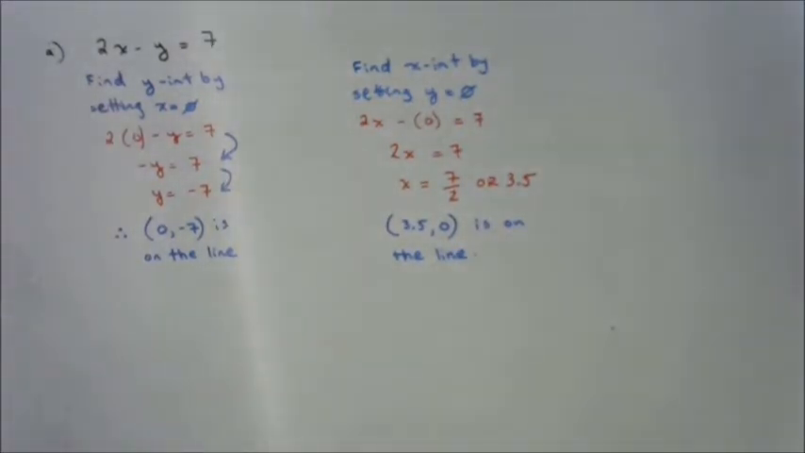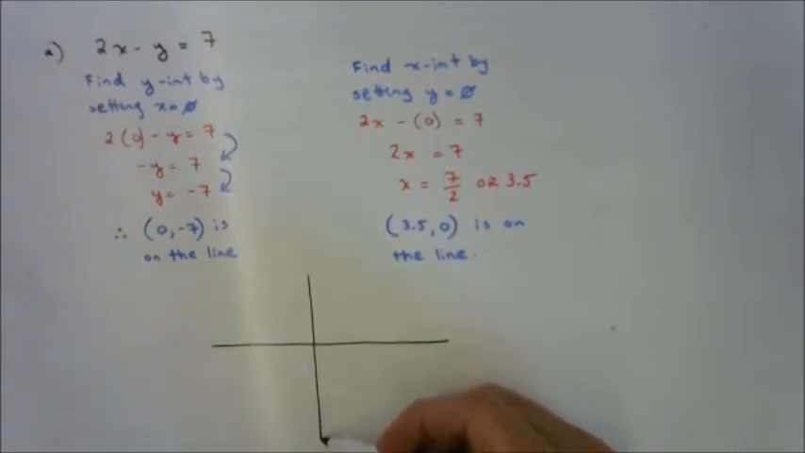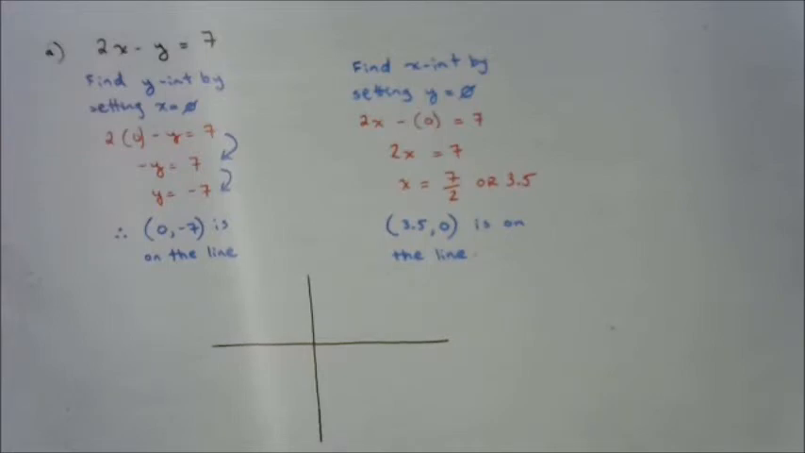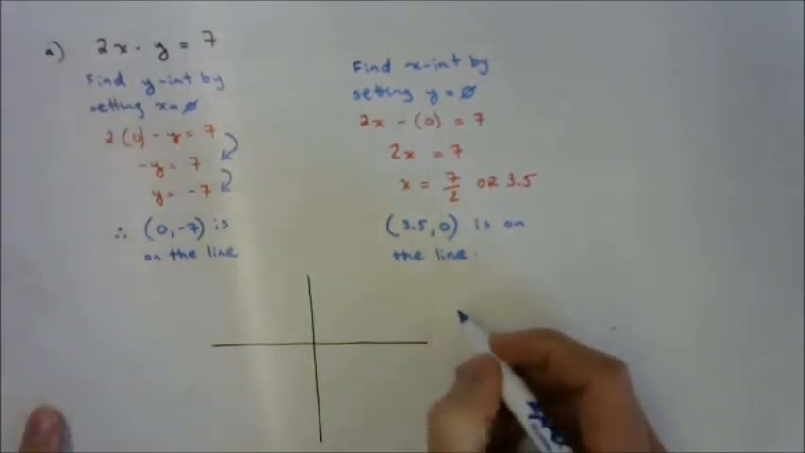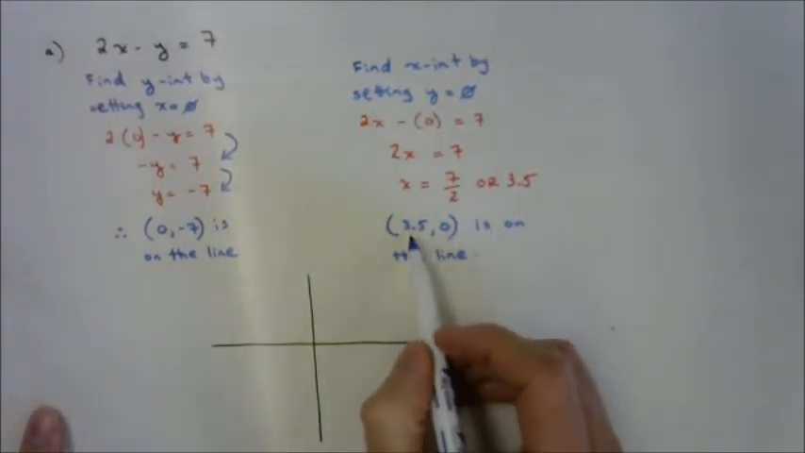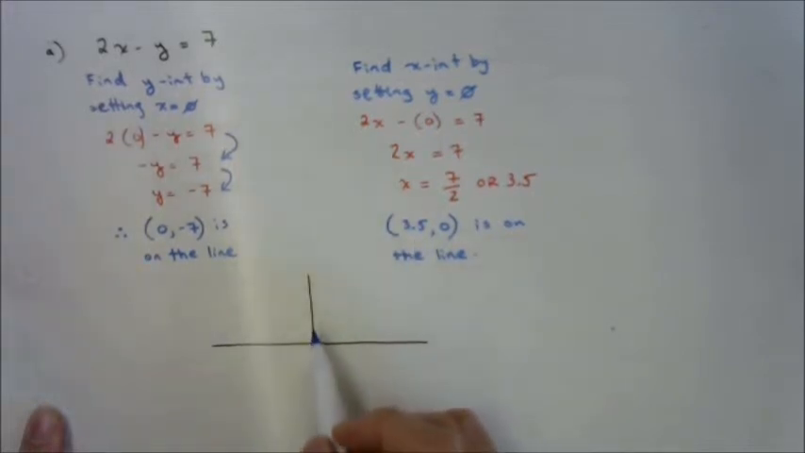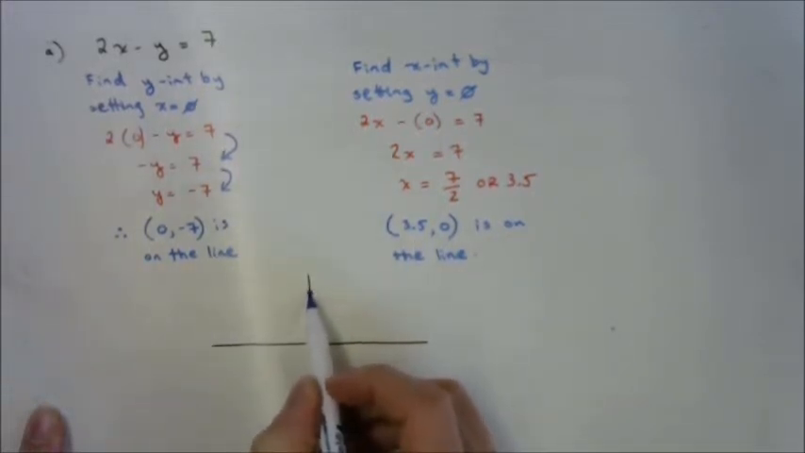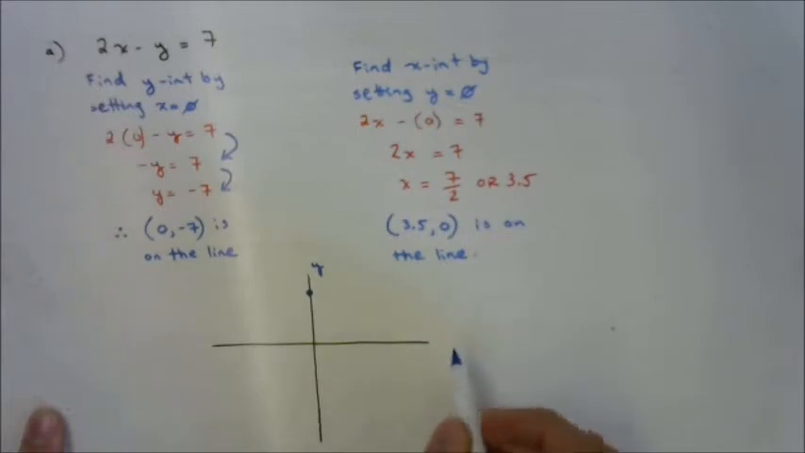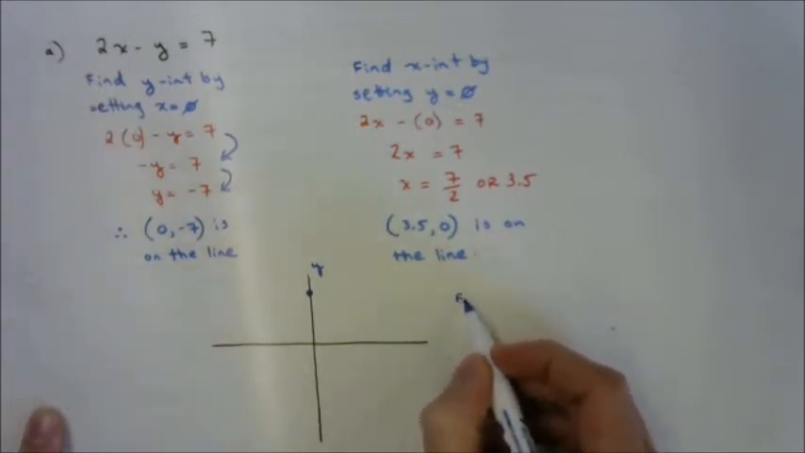Can you do 7 up, 2 across? Nope, that's not the slope. We did not find the slope. We found the intercept. So 7 over 2 is just a number. 7 over 2 is 3.5. So your point is at (3.5, 0) on the x-axis.